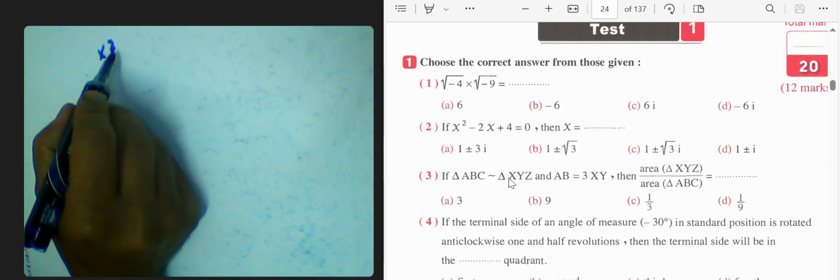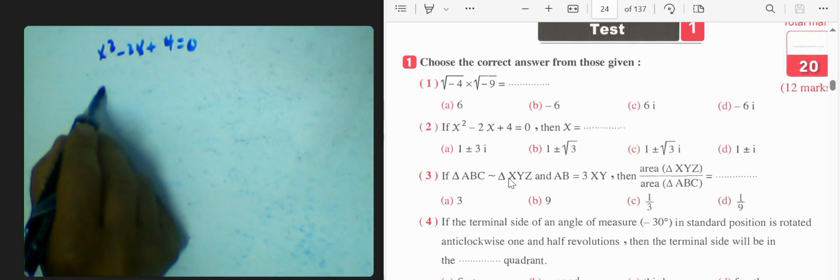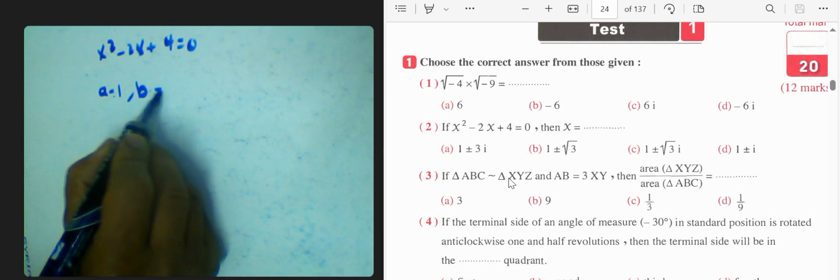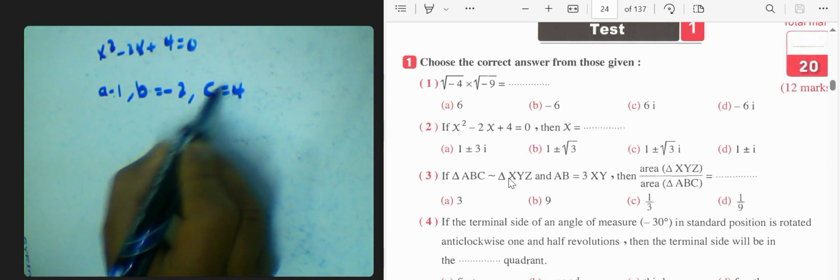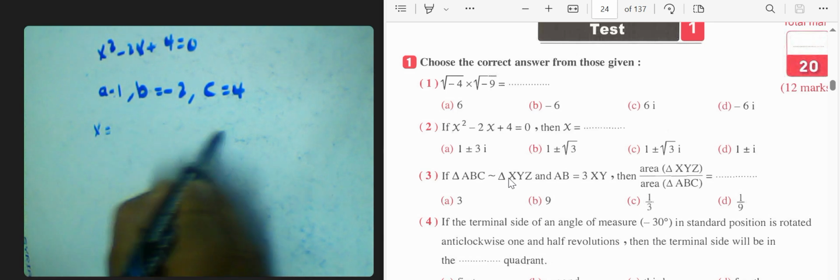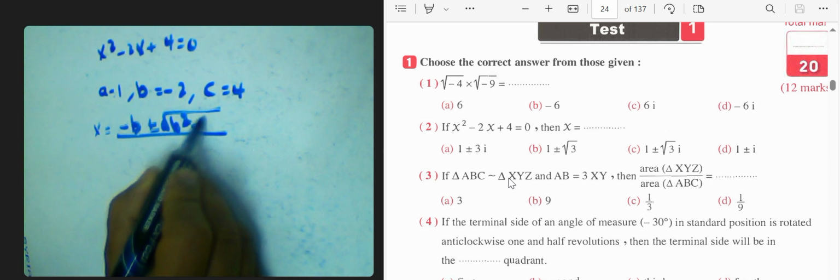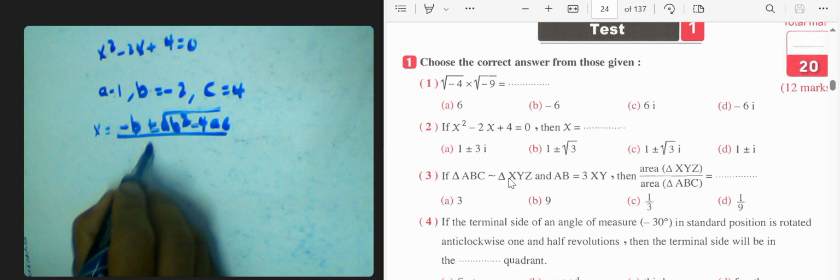Question number 2. We have x power 2 subtract by 2x plus 4 equals 0. We want to find the value of x by using the rule. We have x power 2 minus 2x plus 4 equals 0. We have a equal 1 and b equal negative 2 and c equals 4. And for the value of x, you can write the rule negative b positive or negative square root of b power 2 subtract by 4ac over 2a.